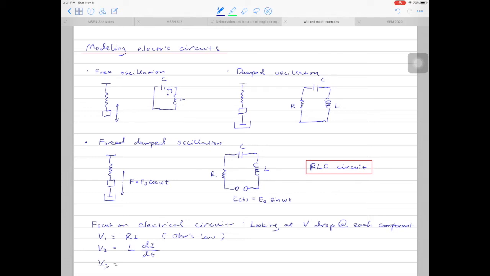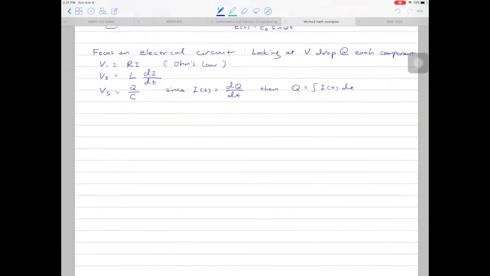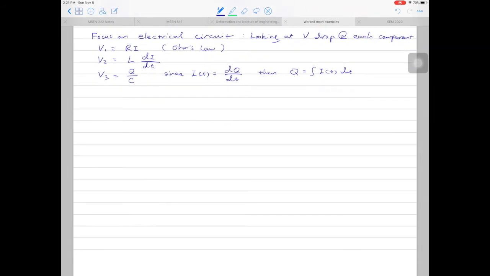For voltage drop across the capacitor, it is equal to Q over C, where Q is the charge, C is the capacitance. Current is simply just dQ over dt, then Q can be expressed as integral of I(t) dt. Having this information in mind, we can write down the voltage drop across the entire circuit. So on the left-hand side of this equation, we have Ri plus Li prime plus 1 over C integral of I dt, which is equal to the voltage from the source.